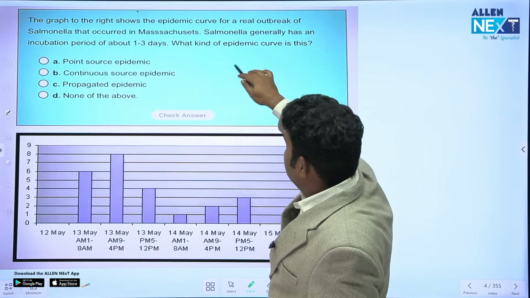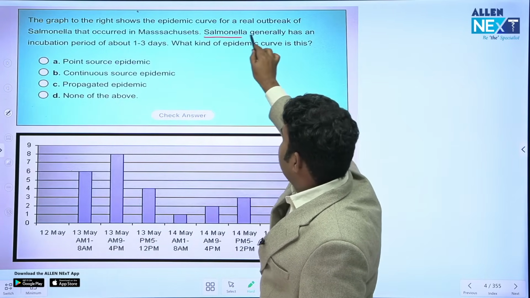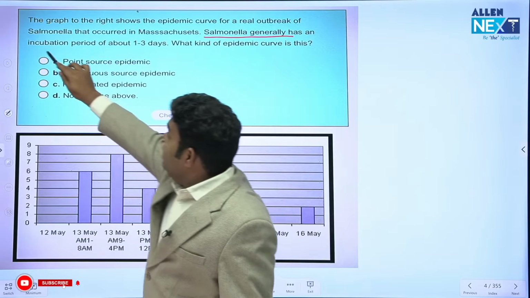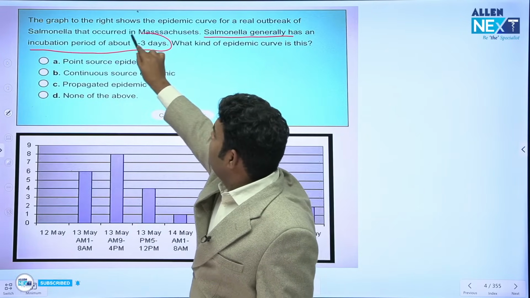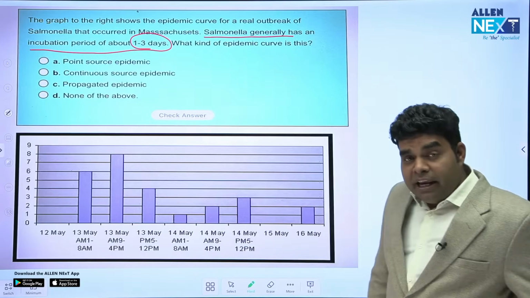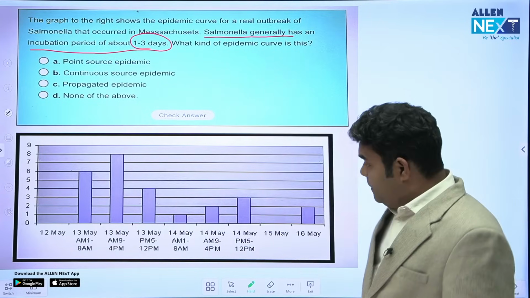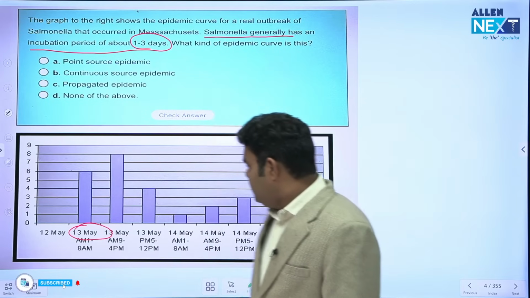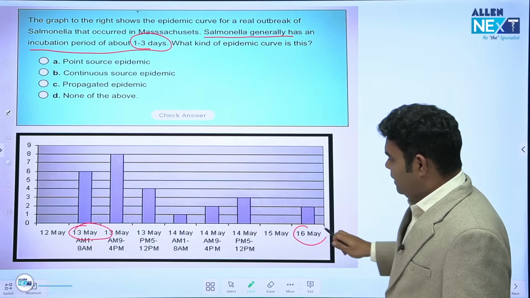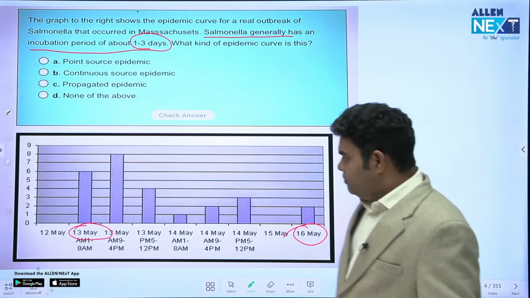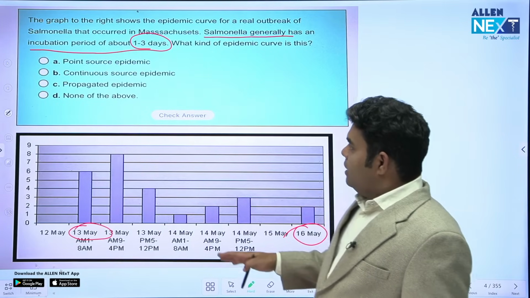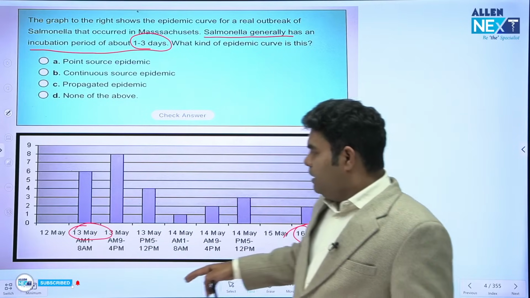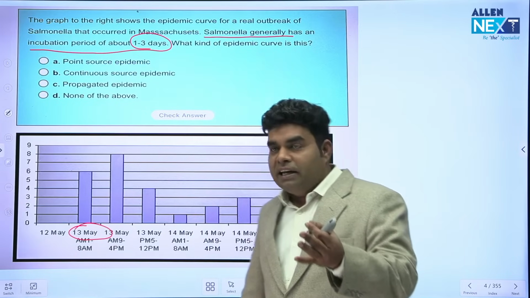This is talking about salmonella infection, and they have written that salmonella infection has an incubation period of 1 to 3 days. So if incubation period is 1 to 3 days, you can see cases are coming from 13 May till 16 May. So cases are occurring starting from 13 May till 16 May. So 13, 14, 15, 16.